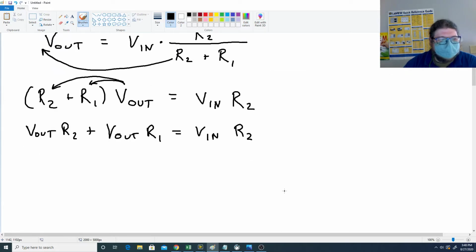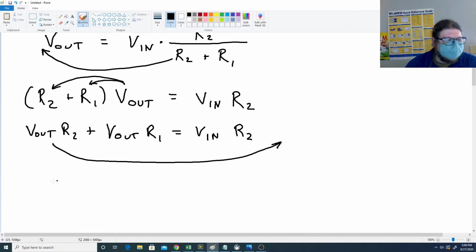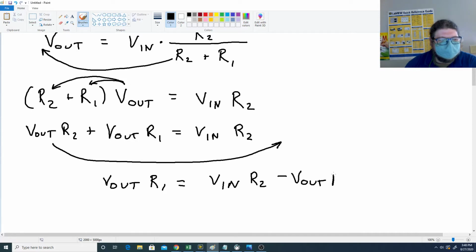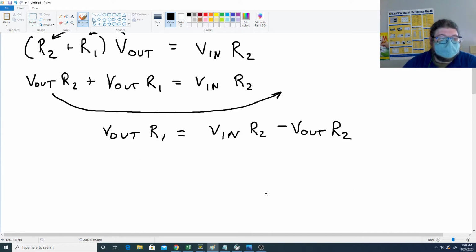Now, I want to gather all the terms that have an R2 in them over here. So this V out R2, I'm going to subtract it back across the equal sign, and it's going to turn up over here on the right-hand side as negative. So we'll have V out R1 left by itself equals V in times R2 minus V out times R2. So now that both these terms have an R2 in them, we're able to factor that R2 out.